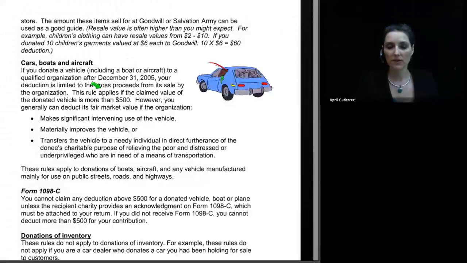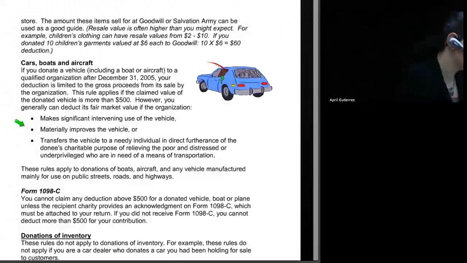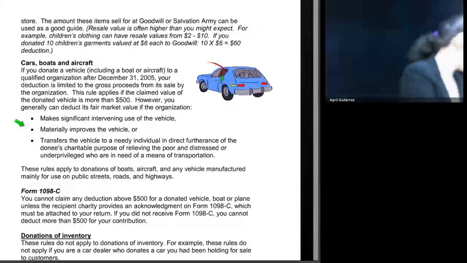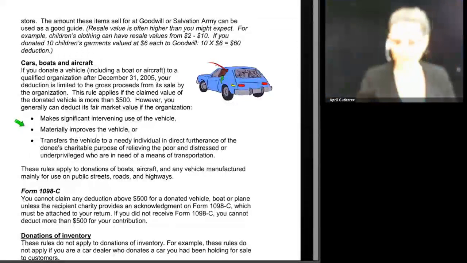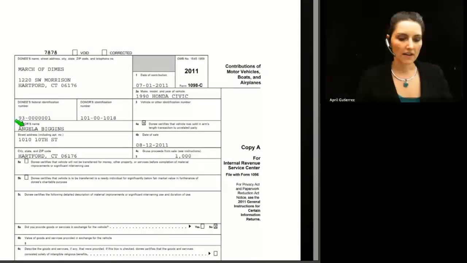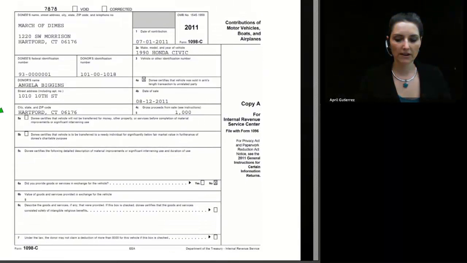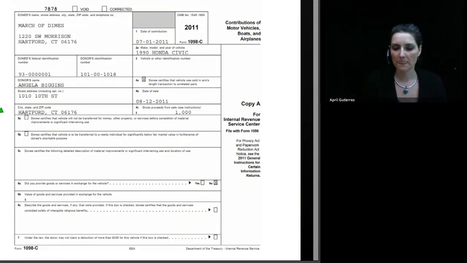If it sells for more at auction, they're supposed to send you a 1098-C, and I actually have a 1098-C in the course manual. It's a part of Classwork Assignment 3 on page 57. This 1098-C is a required attachment to the tax return. So if your client says they donated a vehicle and they want to claim more than $500 because it sold at auction for more than $500, the 1098-C document has to be attached to the tax return like a W-2 is attached on a paper return.